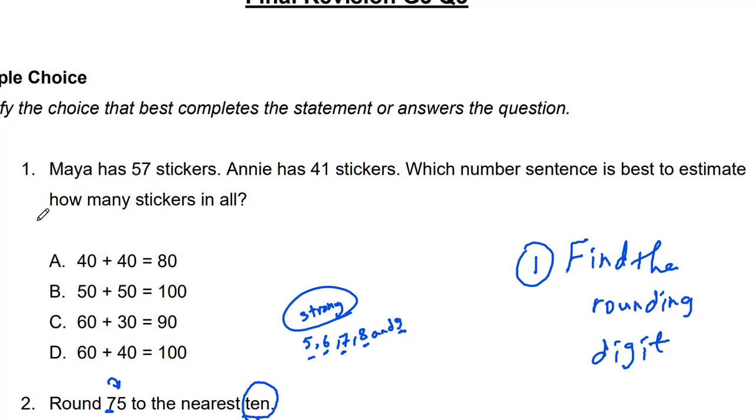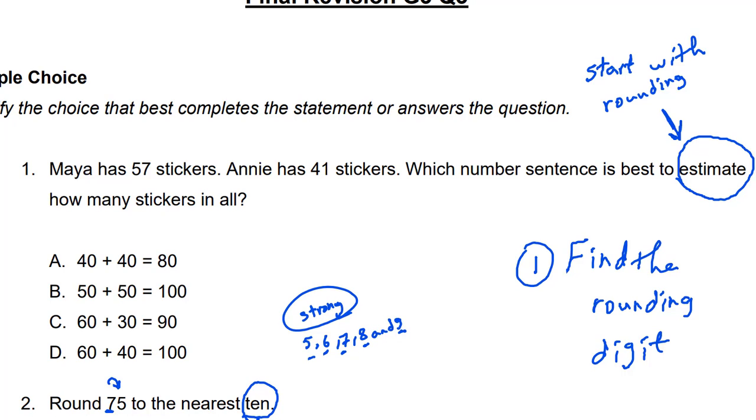Thank you, my hero. In this question, my heroes, Maya has 57 stickers. Annie has 41 stickers. Which number sentence is best to estimate how many stickers in all? What is the meaning of estimate? Estimate means start with rounding. So the first step is rounding. Round first. So the first thing that we should do is rounding.